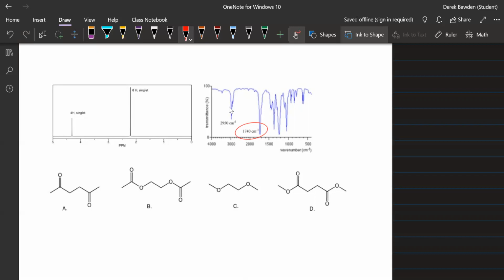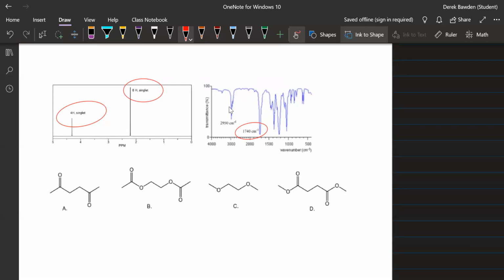And then we have a 6 hydrogen singlet and a 4 hydrogen singlet. So this is kind of a tricky one. What do we think? What's going to happen here? There looks like there's a lot more hydrogens in all of these than just 4 and 6, right?